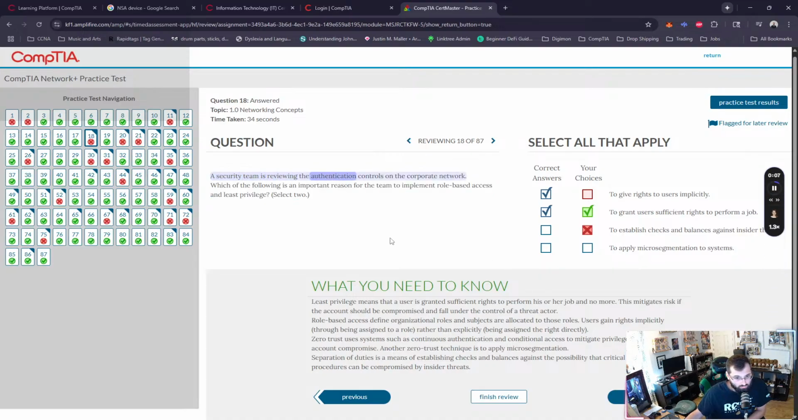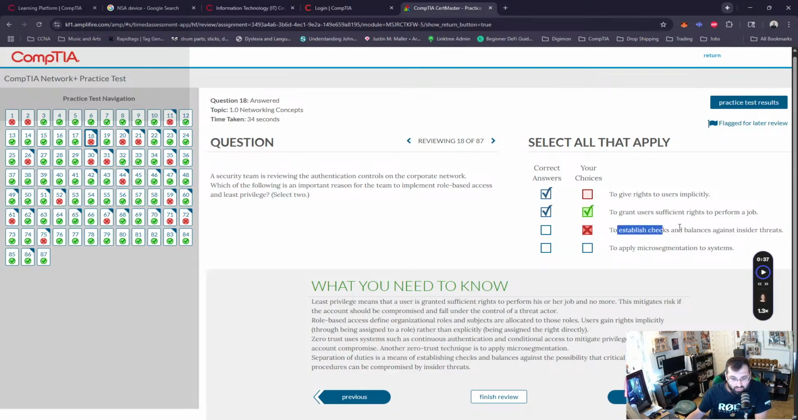Security team is reviewing the authentication controls on the corporate network. Which of the following is an important reason for the team to implement role-based access and least privilege? Select 2. Okay, I put to establish checks and balances against insider threats, which I feel like is a good idea, to grant users sufficient rights to perform a job. So that is also correct. But the one that I didn't put was to give rights to users implicitly. Maybe I don't understand the word implicitly. I thought implicitly meant like no matter what, like regardless.